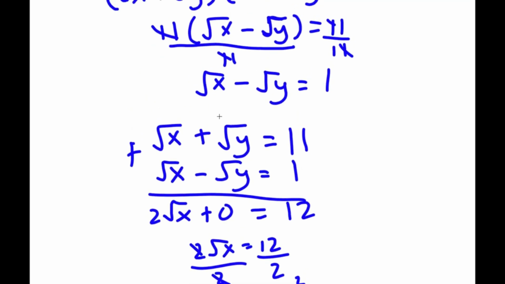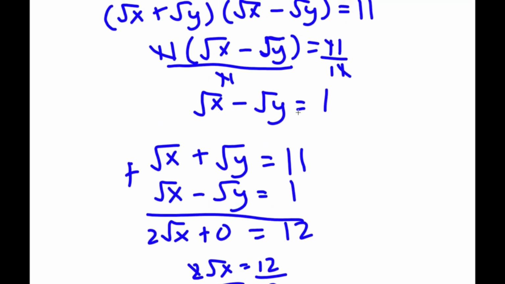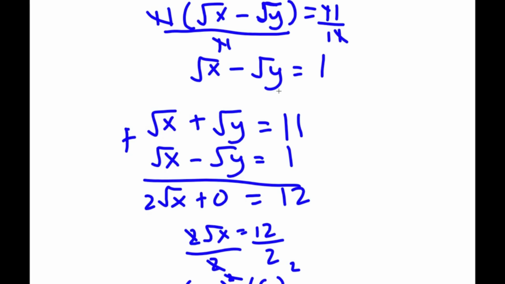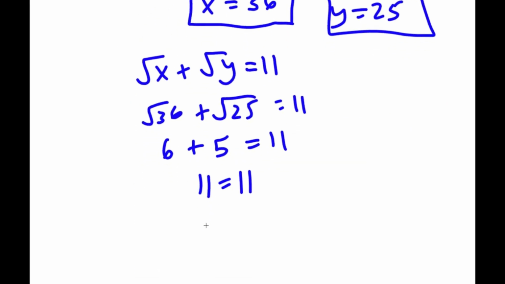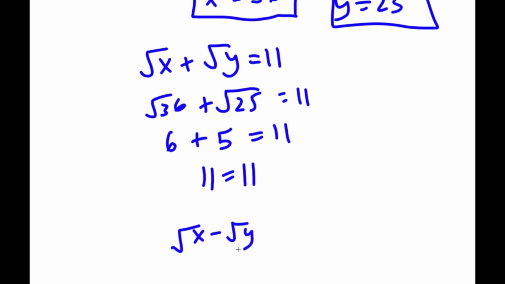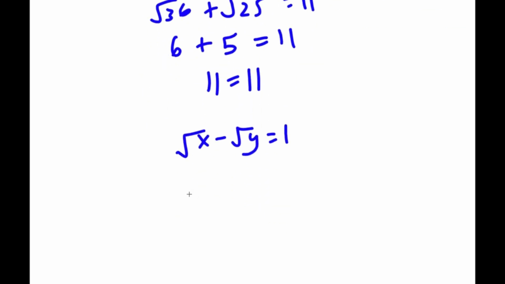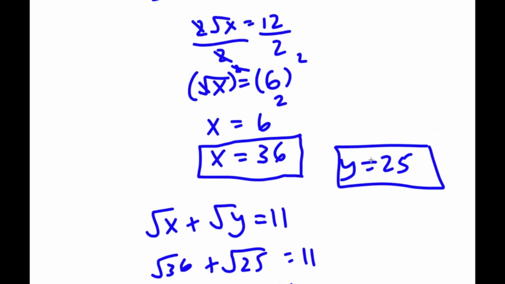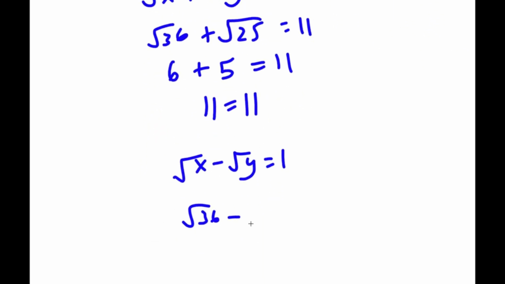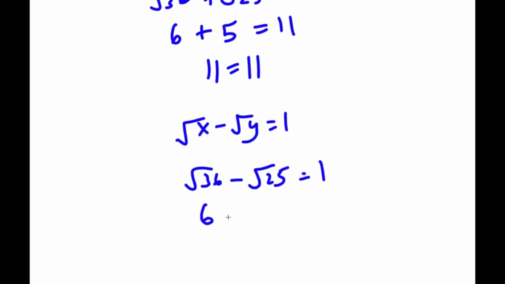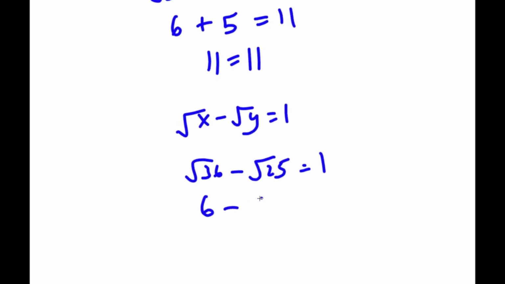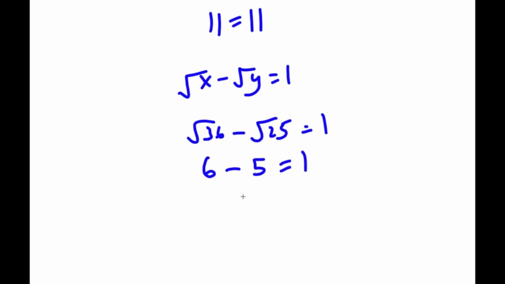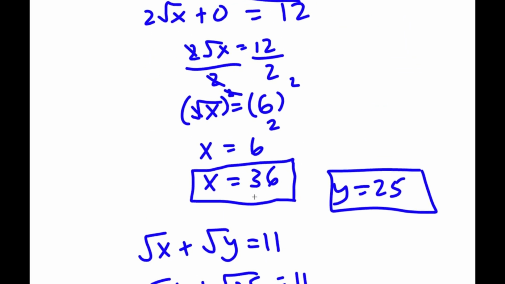And we can also plug this into the square root of x minus the square root of y equals 1, because this was another equation that we found. So the square root of x minus the square root of y is equal to 1. X is 36, so we have the square root of 36 minus the square root of 25, which is equal to 1. Now the square root of 36 is 6, minus the square root of 25, which is 5. So we have 6 minus 5 equals 1. So we have 1 equals 1, this is right. So our solutions are x equals 36 and y equals 25.